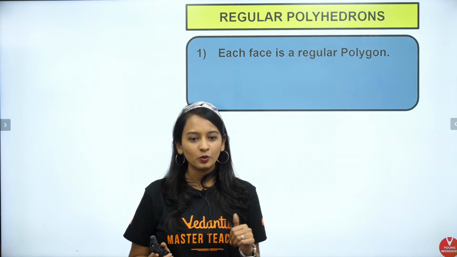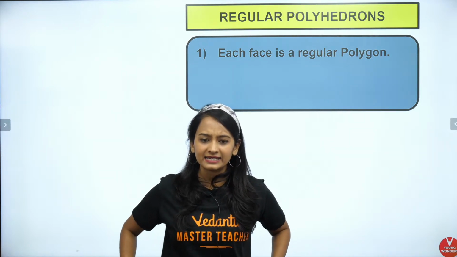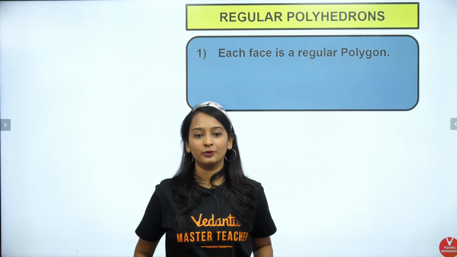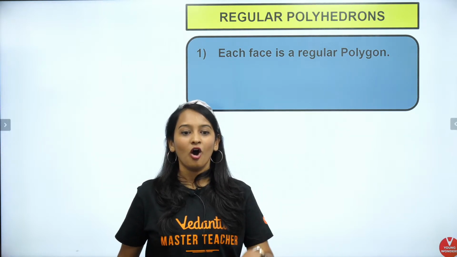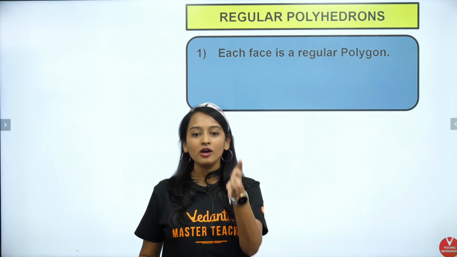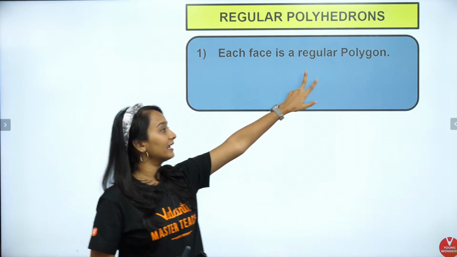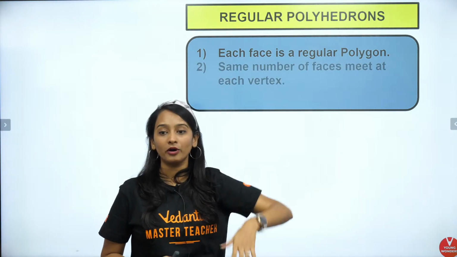All sides are equal and all angles are also equal. Exactly. All sides are equal and angles are also equal. That is the first criteria of a regular polygon.